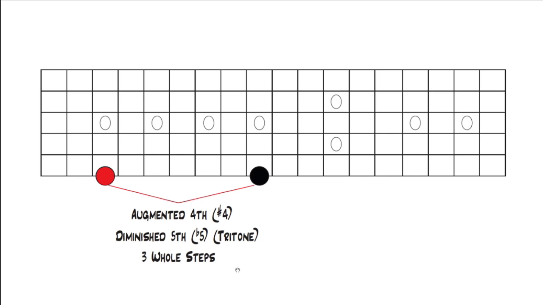But don't worry about that for now. We'll get into that later in the lessons, and it'll all make sense down the road. For now, just understand that intervals can have more than one name, and it just depends on the musical situation as to what you would call it.